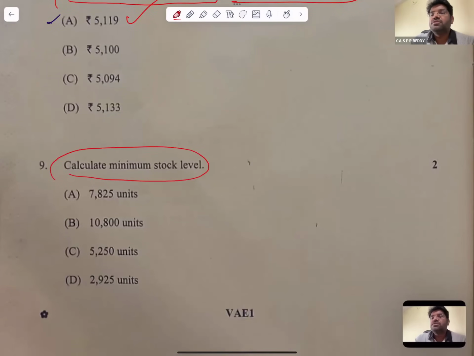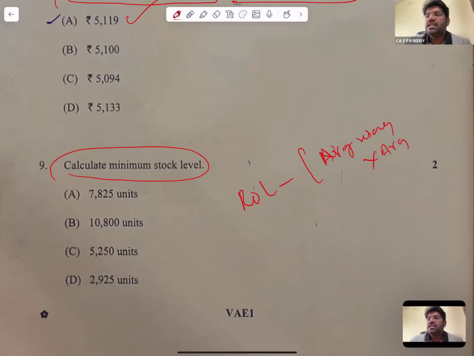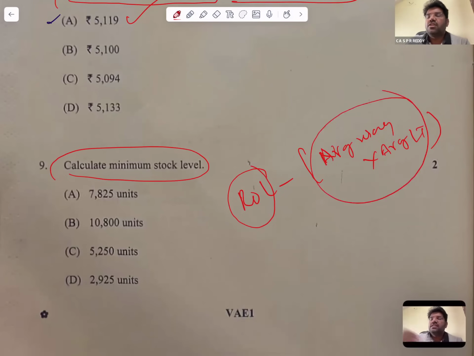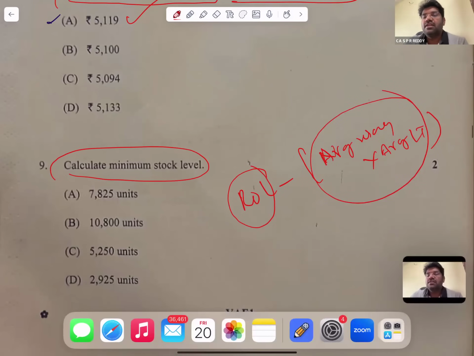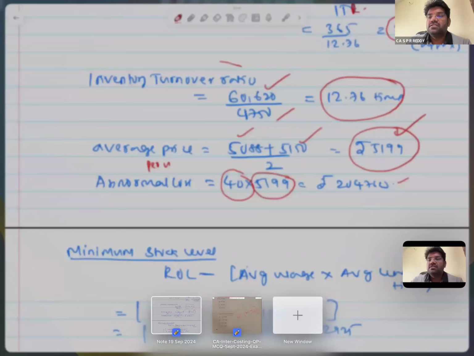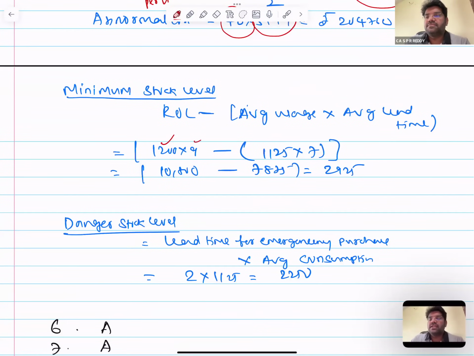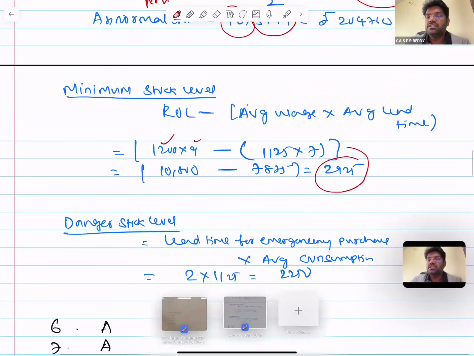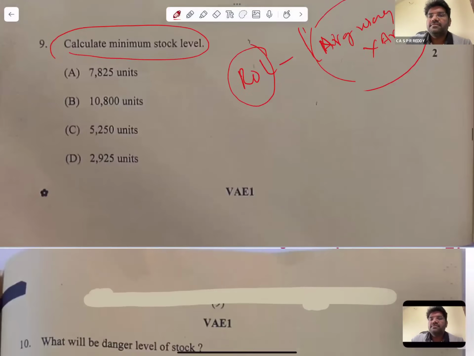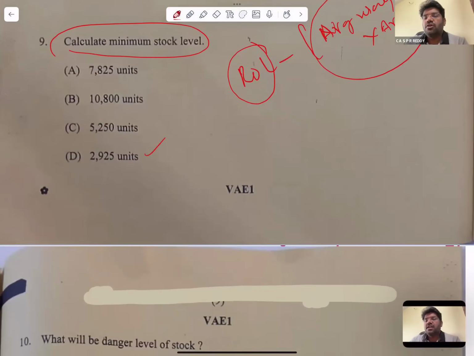Calculate minimum stock level. What is the formula for minimum stock level? ROL minus average usage into average lead time. So first you have to calculate the reorder level, then take the normal consumption and deduct it from that, and you will get the minimum stock level. That's what I've done. How do you get ROL? Maximum usage into maximum lead time. Minus normal consumption, you are getting 2,925. So the answer is 2,925. D is the correct option.